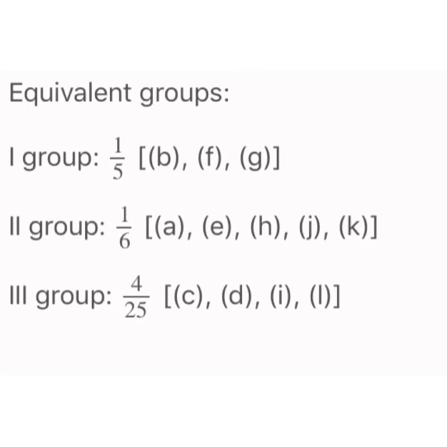Then group 3, 4 by 25. The fractions which are equal to 4 by 25 are 8 by 50, 16 by 100, 12 by 75 and 4 by 25. All these fractions are equivalent fractions.